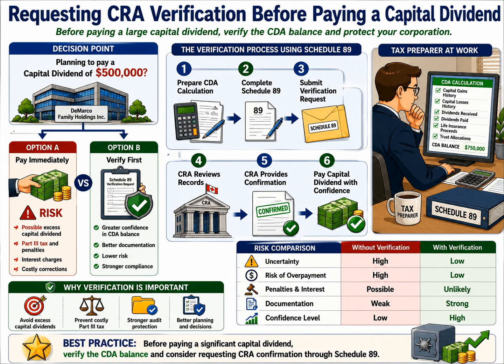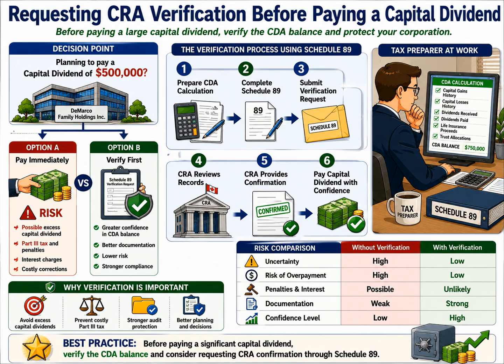Before making that payment, management and their tax advisors face an important decision. Should they proceed immediately based on their own calculations? Or should they first request CRA verification of the CDA balance? Let's look at the two options shown on this slide. The first option is to pay the dividend immediately. While this may seem faster, it comes with risks. If the CDA balance has been overstated, the corporation could end up paying an excess capital dividend. That may trigger Part III tax, interest charges, penalties, and potentially costly corrective filings.